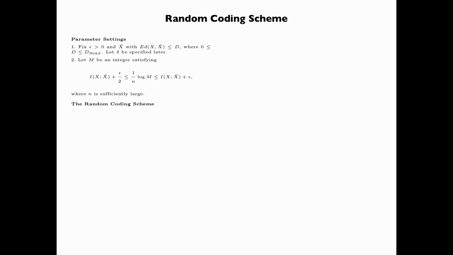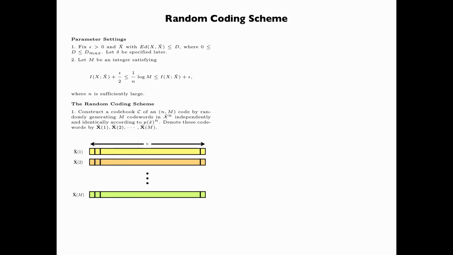Here is the random coding scheme. First, construct a codebook C of an (n, M) code by randomly generating M codewords in the alphabet set X̂^n, independently and identically, according to p_X̂^n. Denote these codewords by X̂(1), X̂(2), up to X̂(M). This is illustrated in the following figure. Then reveal the codebook C to both the encoder and the decoder.